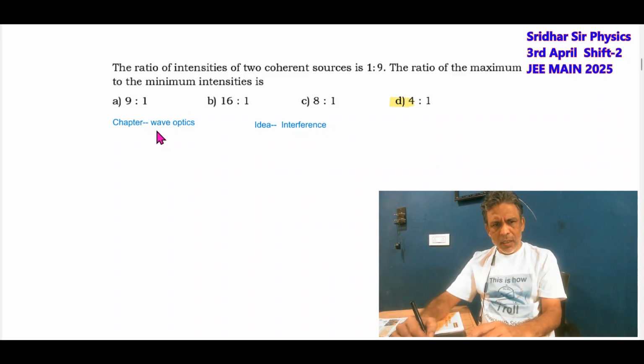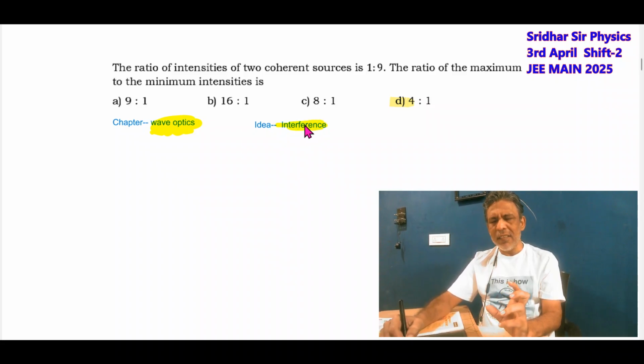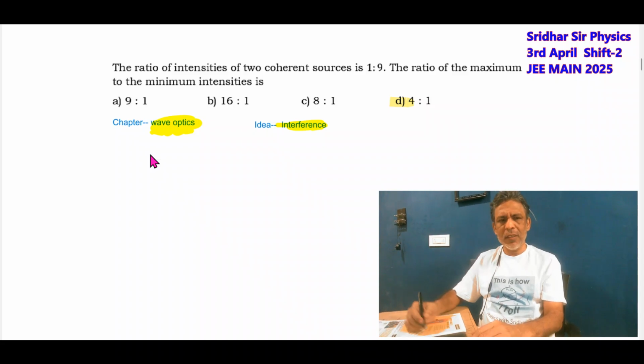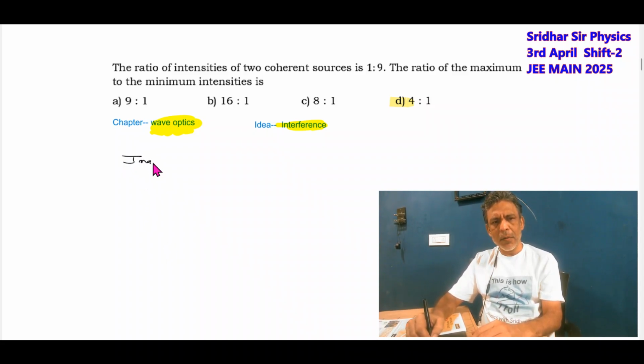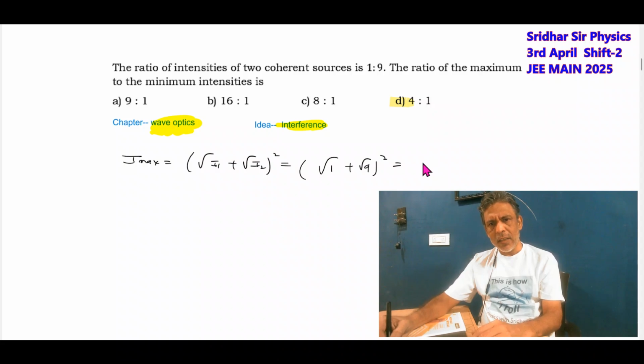This question is based on the chapter wave optics. The idea is interference of light produced by two coherent sources. The ratio of intensity of two coherent sources is 1:9. Find the ratio of maximum to minimum intensities. I think we know the formula. I max, the maximum intensity, is given by (root I1 plus root I2) whole square. This will be (root 1 plus root 9) whole square. This will be 16.